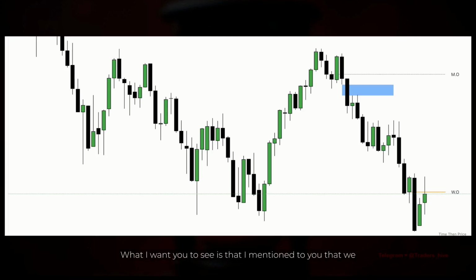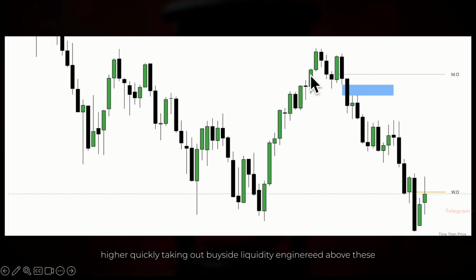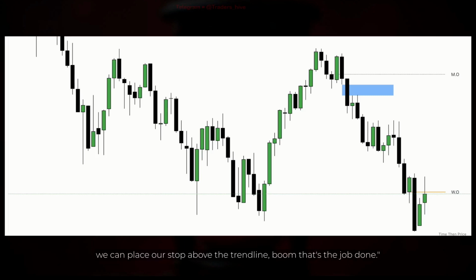What I want you to see is that I mentioned to you that we saw the market run up higher quickly, taking out buy side liquidity engineered above these highs right here. When I see these highs on the left, I see engineered trendline liquidity. And the reason why is because you can see that the market is very nicely making lower highs all the time right here. So retail-minded traders are looking at that as a sense of weakness. They are looking at that as, oh, the market is very bearish, we can place our stop above the trend line, boom, that's the job done.